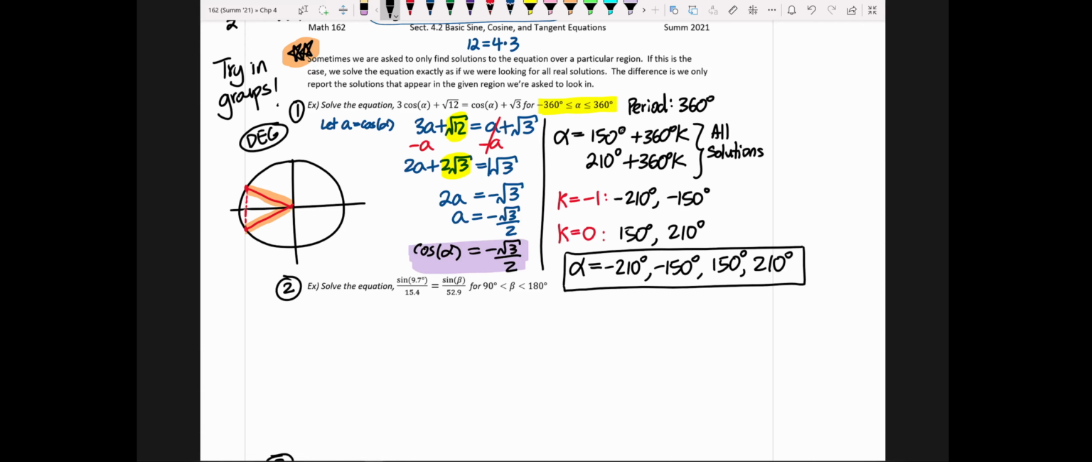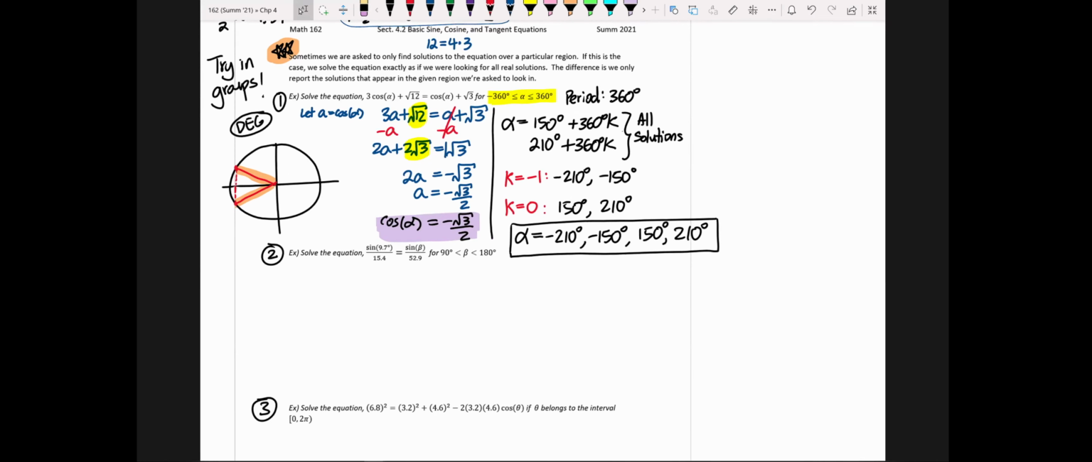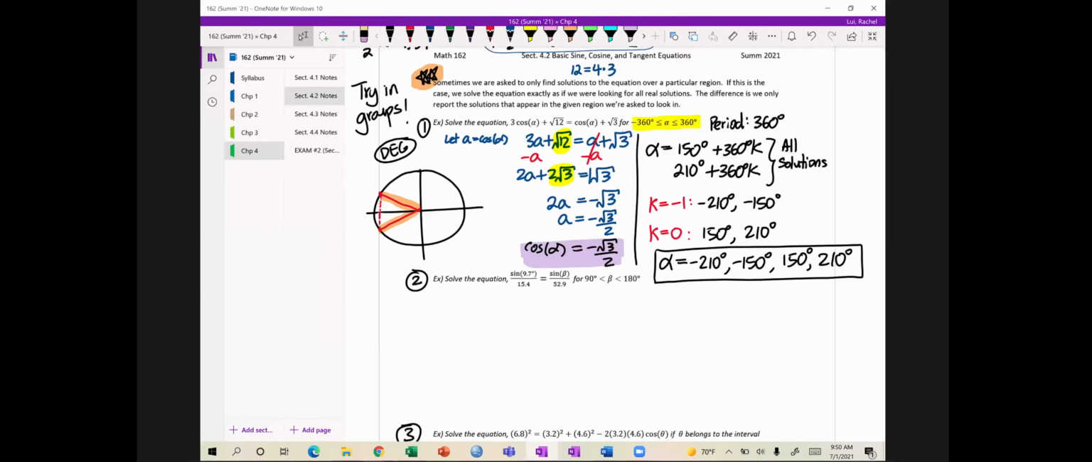So if they do ask for specified solutions, after you finish the 3-step process, you have to find the solutions in the specified interval, and that's your final answer. Okay. If we're good with number 1, just type in 1, meaning we either got the same solution or we understand the solution, and we're ready to move to number 2.